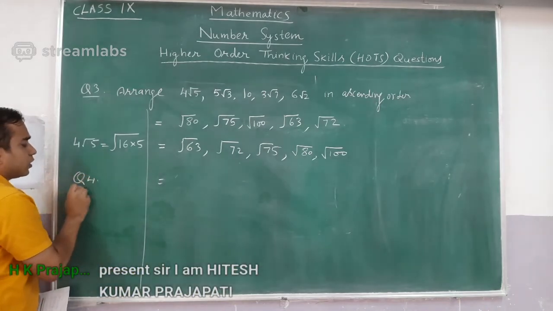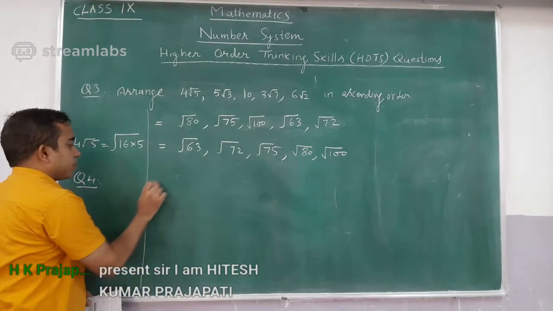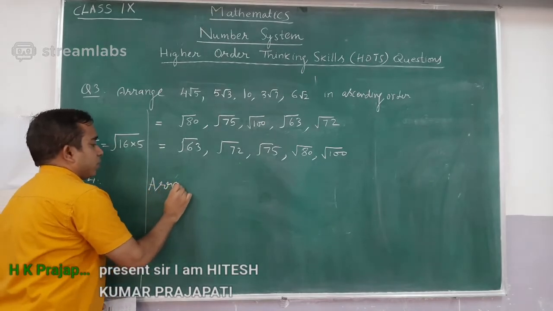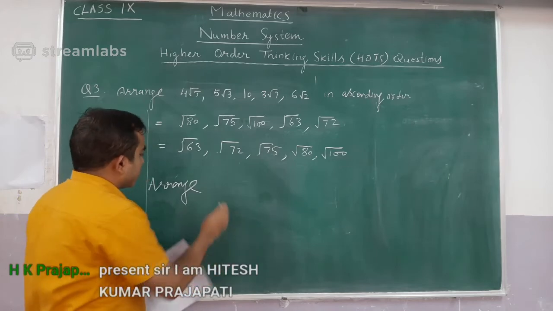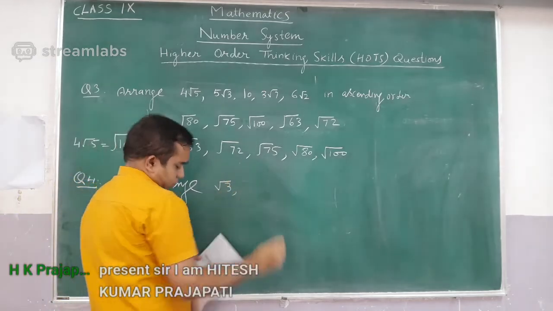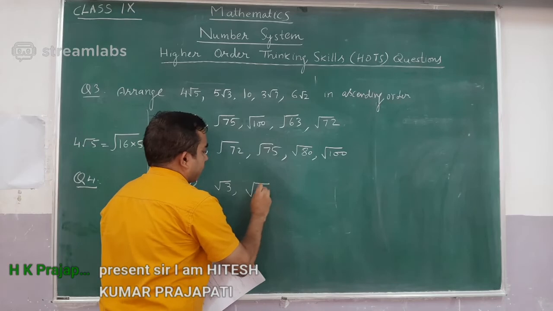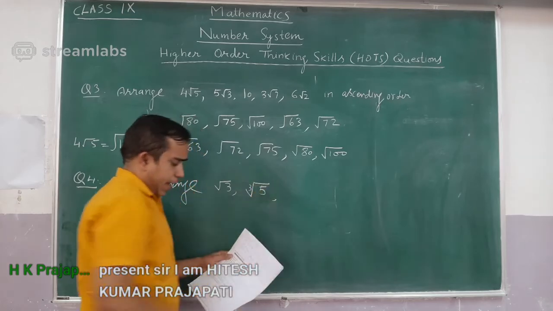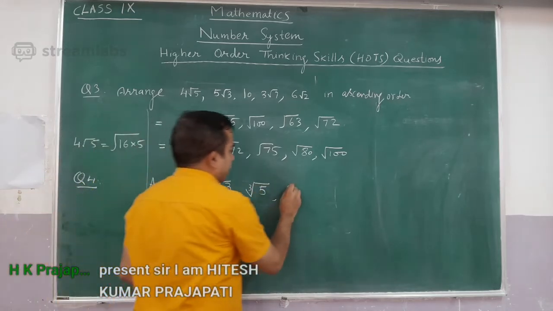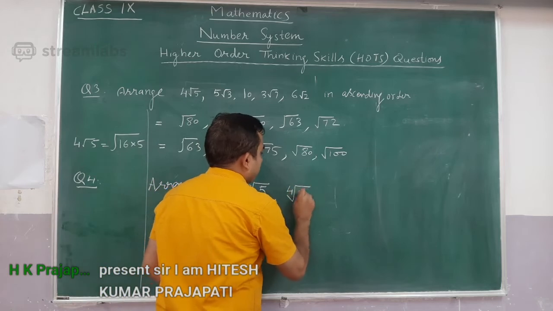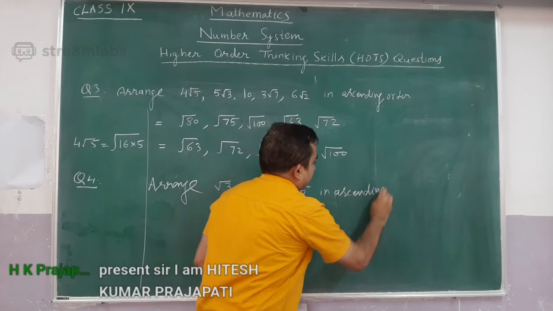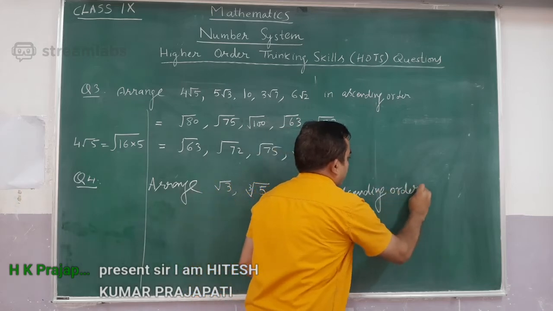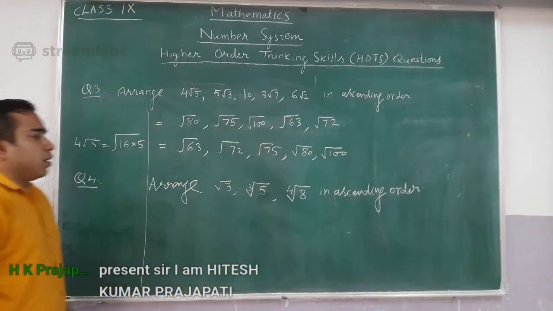Question 4 is to arrange, what? Arrange root 3, cube root of 5, and 4th root of 8 in ascending order. Right.